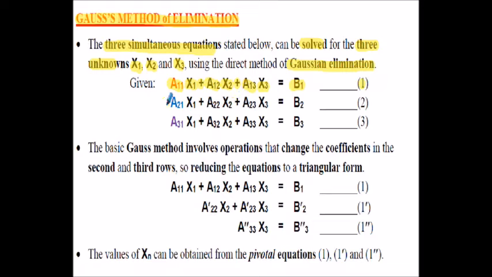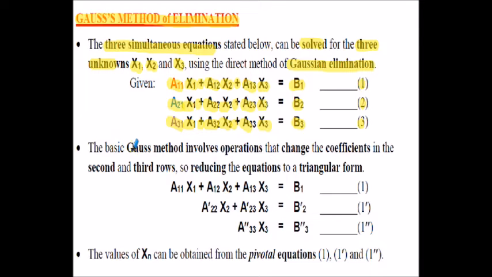We have a second equation designated as coefficient a21 multiplied by x1 plus a22 multiplied by x2 plus a23 multiplied by x3, and that's equal to b2, and that's equation 2. We have the same form for the third equation with a31 multiplied by x1 plus a32 multiplied by x2 plus a33 multiplied by x3, that's equal to b3, and that's called equation 3.